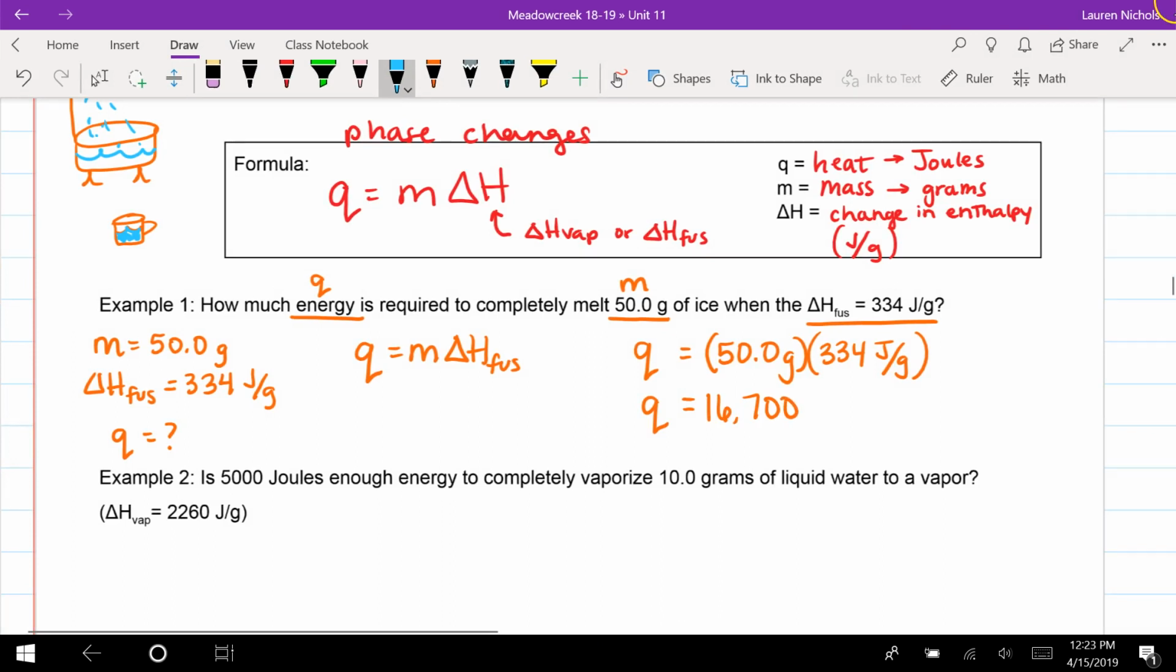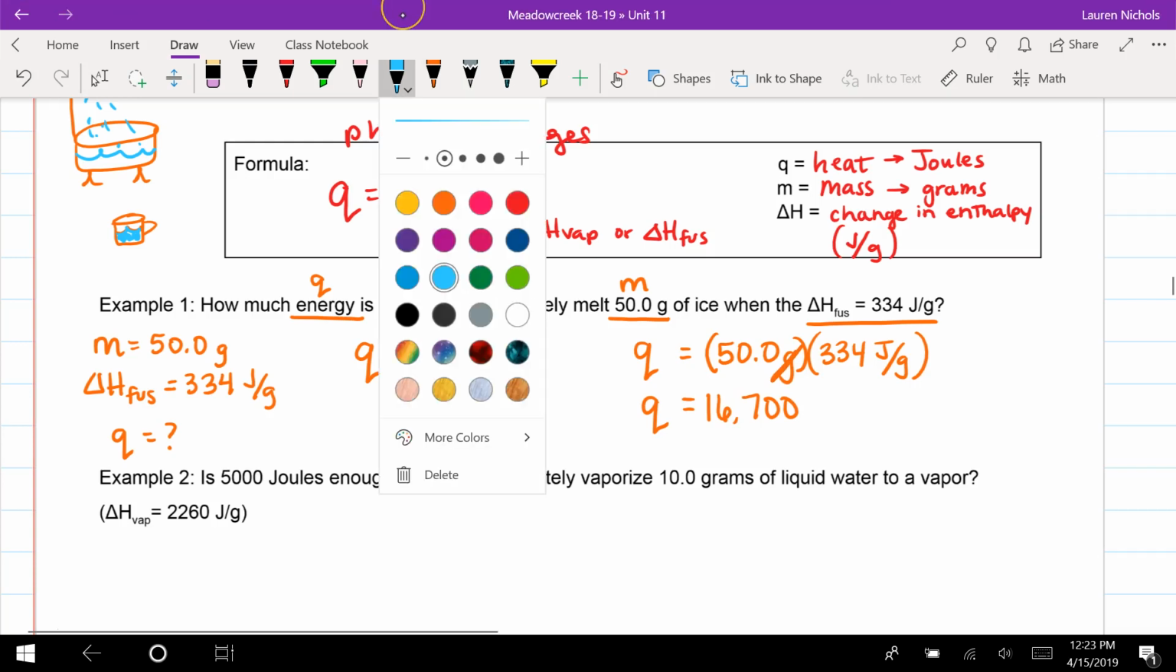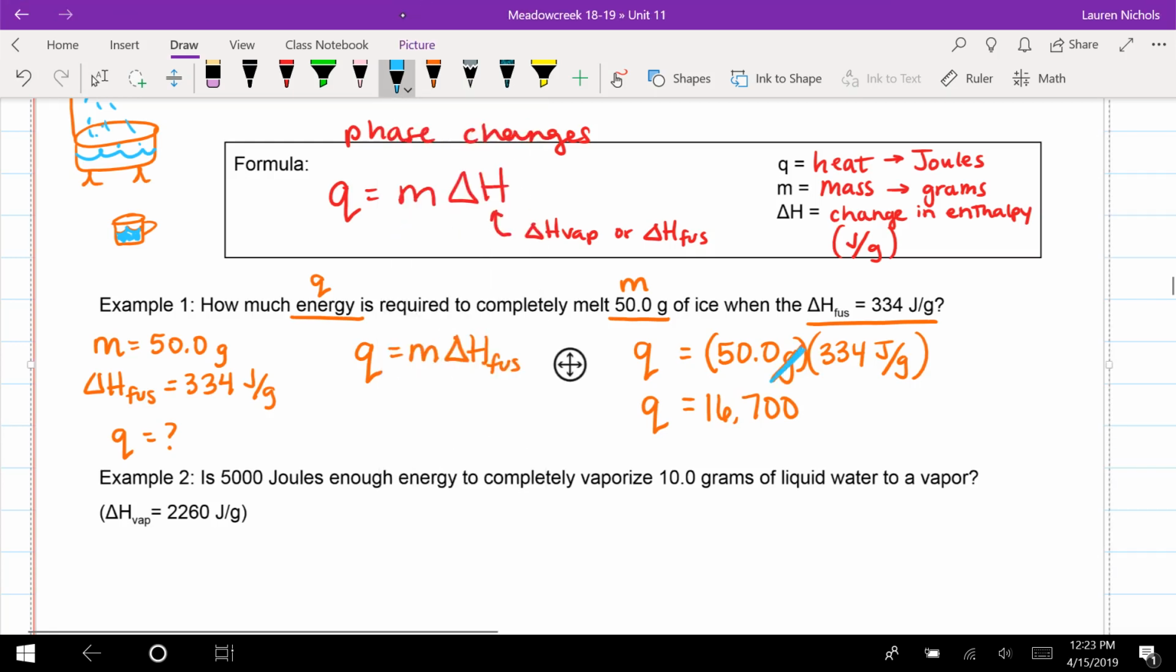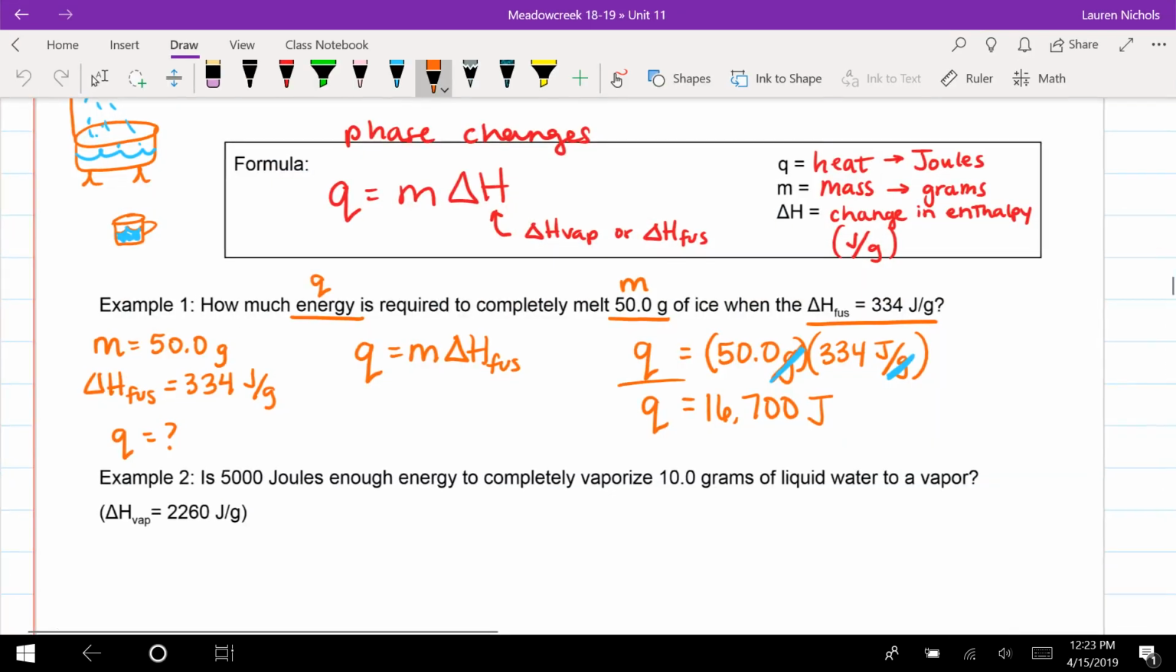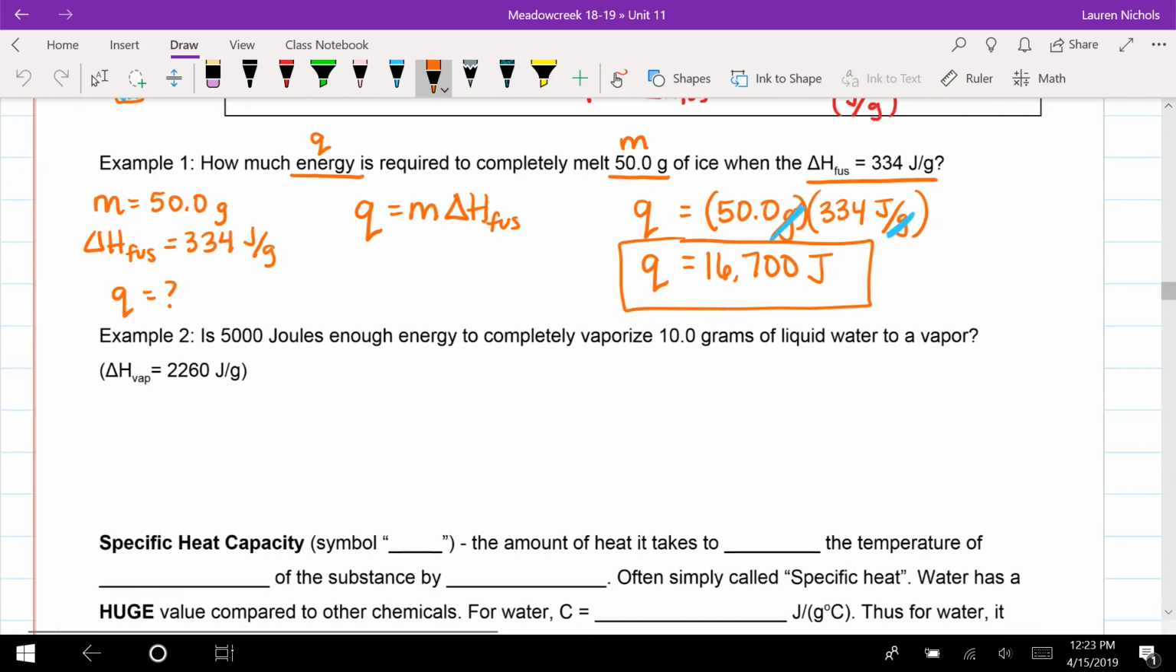16,700. And we can see that our grams are going to cancel out with grams. All that we'll be left with is joules, which is what we want to measure Q. So that means we're in pretty good shape, and that is the amount of heat required to melt 50 grams of ice, which is a lot of heat. And that is because water has a very high specific heat, which we will talk about in just a moment, but its heat capacity is quite large.